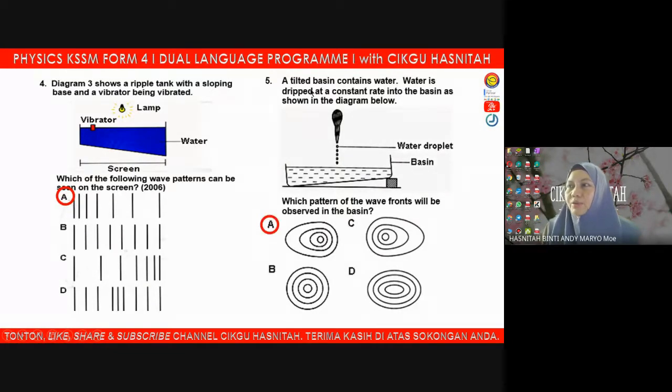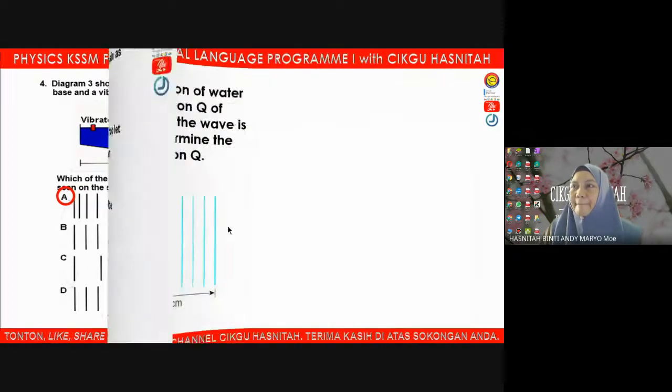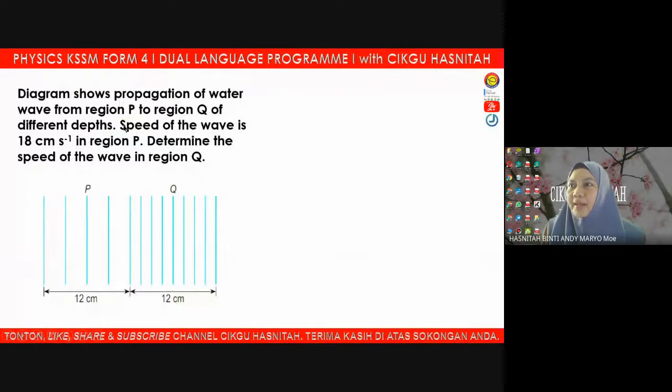So the same goes for number 5. Here is the deep region, so the wavelength is longer. And in the shallow region, the wavelength is shorter. Okay, very good. You can see refraction of waves occurs due to the difference in depth of the water region. Okay, and now let's check the next question.